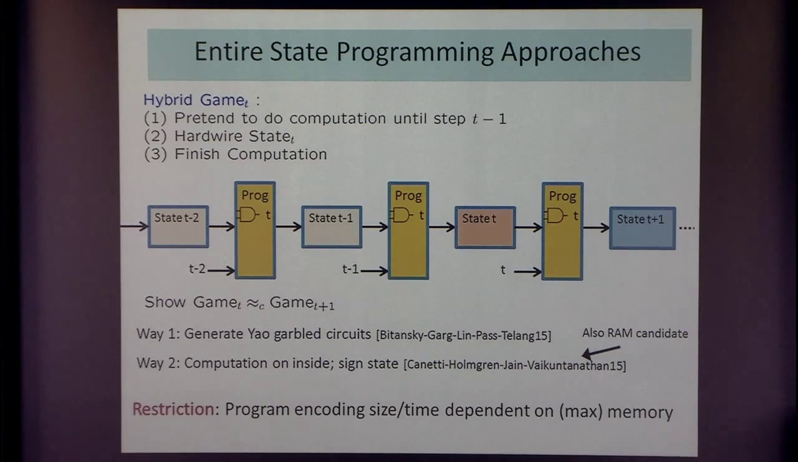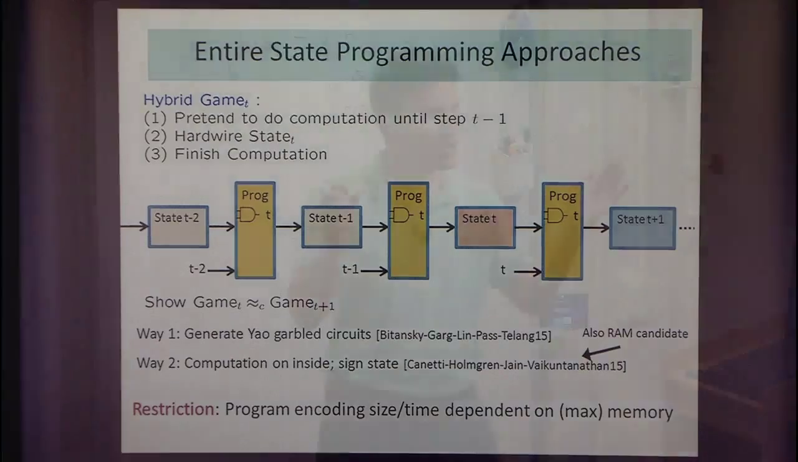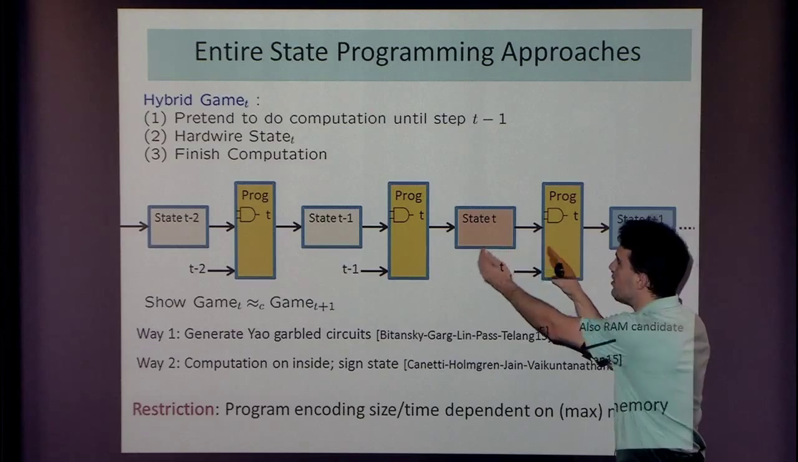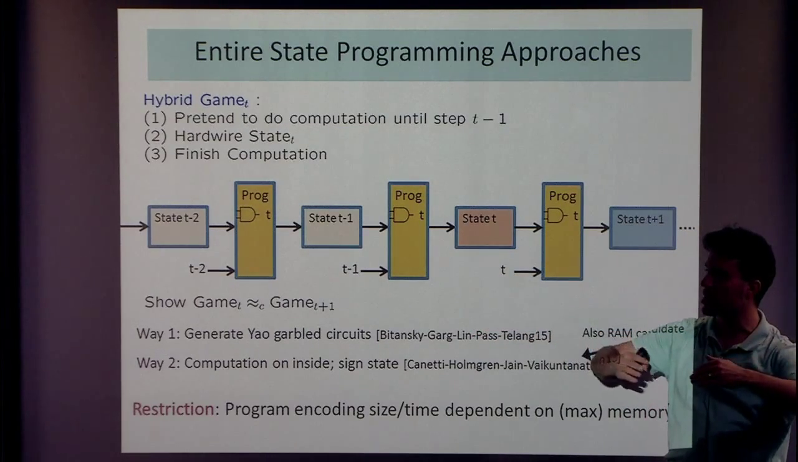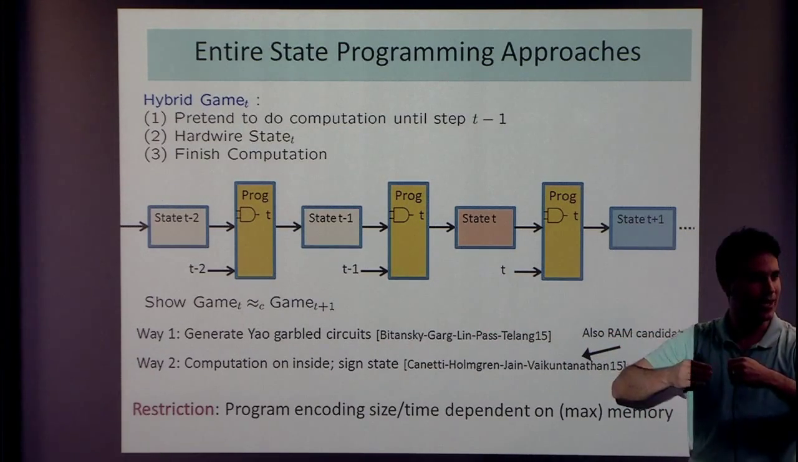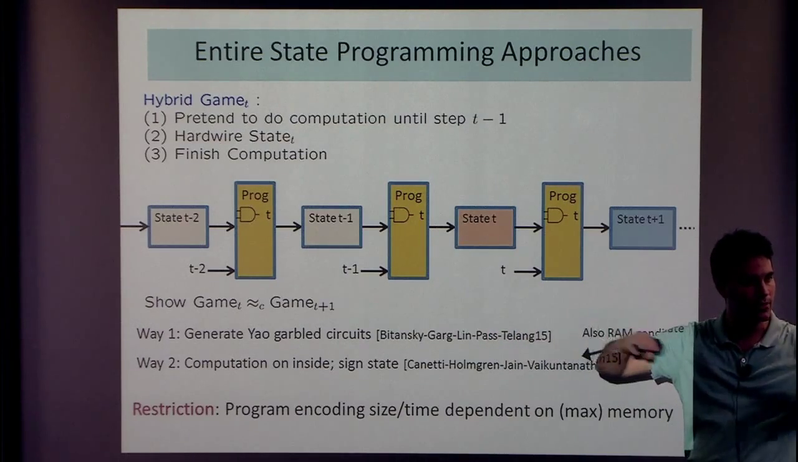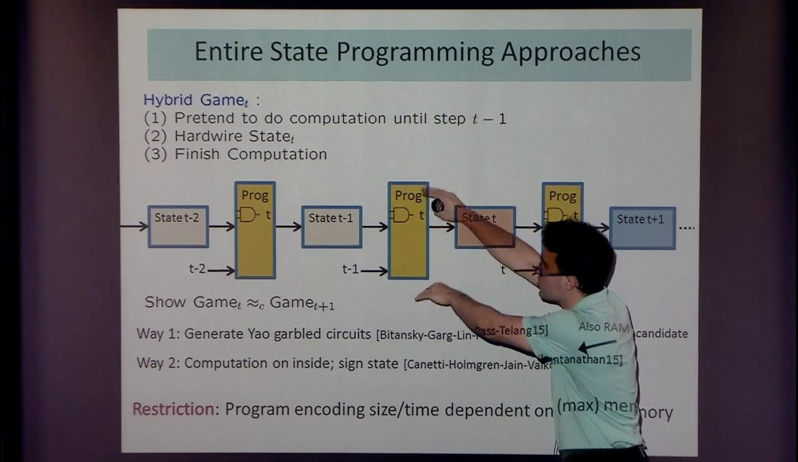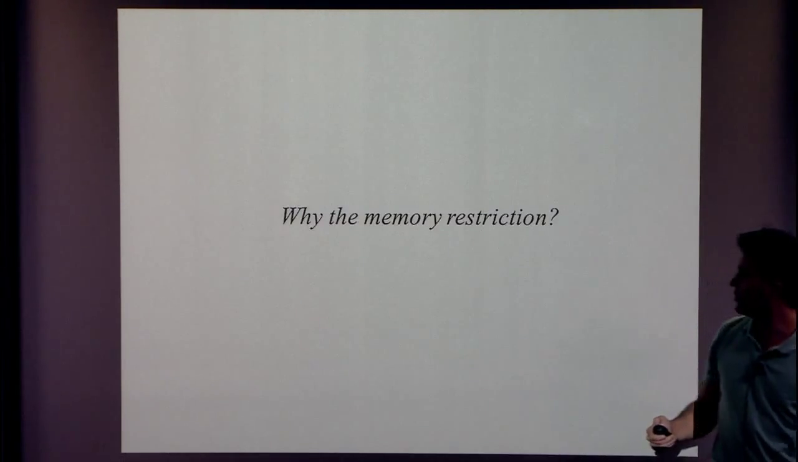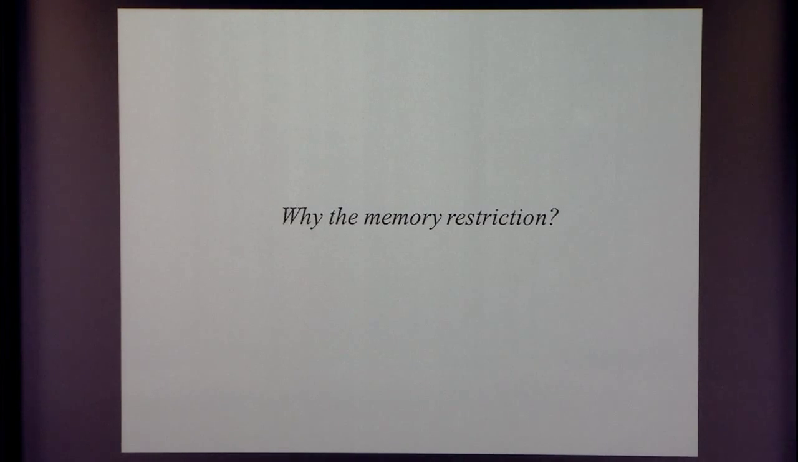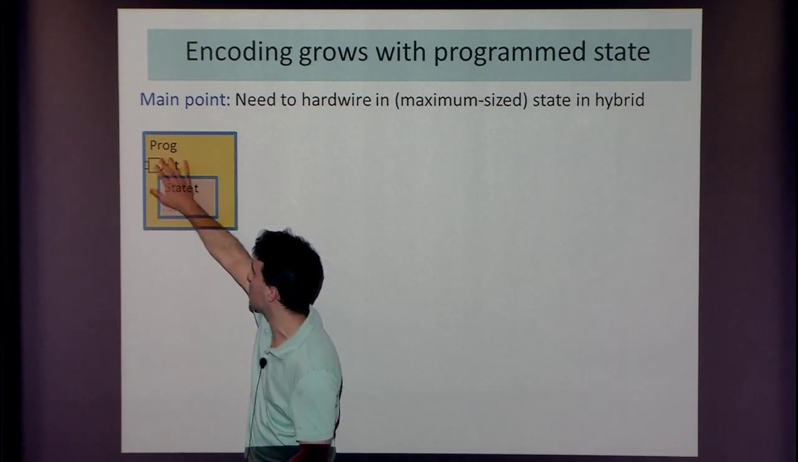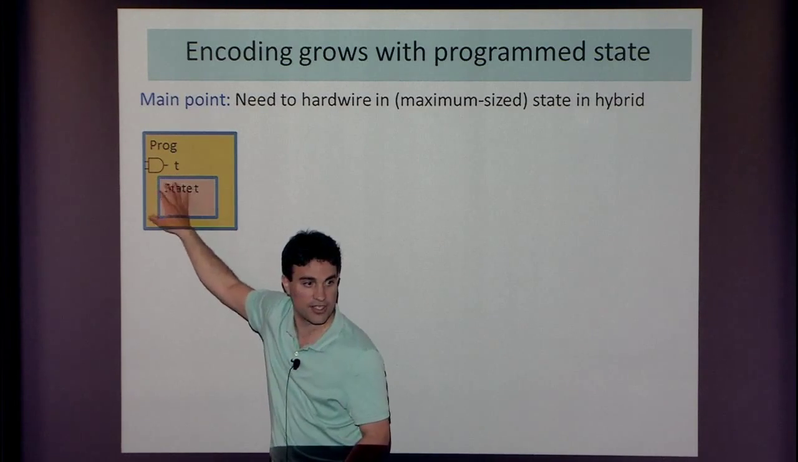Okay? However, one drawback of this is that in order to program this state in, I essentially need my original encoding to be as big as the entire Turing machine tape might actually get. So if it might get to be X number of cells, I need the circuit over here to be that big. Okay, and you might ask, so why the memory restriction? Well, it's essentially what I said. If we want to be able to hardwire this into the circuit, I need to actually say what it's supposed to be.